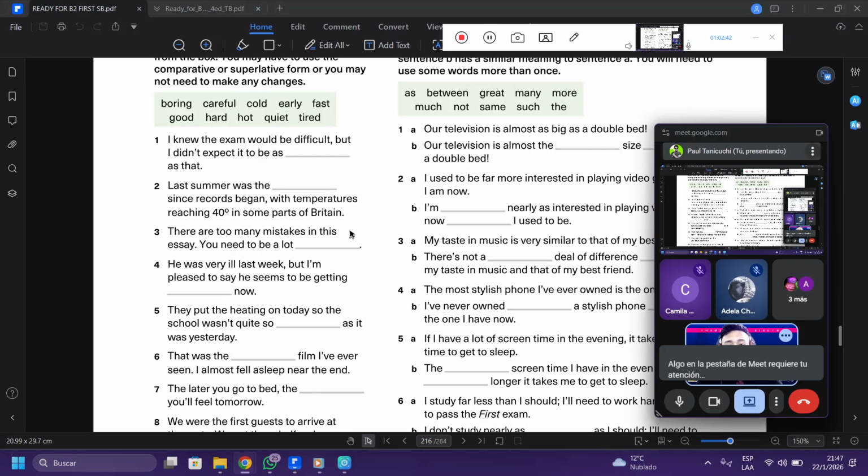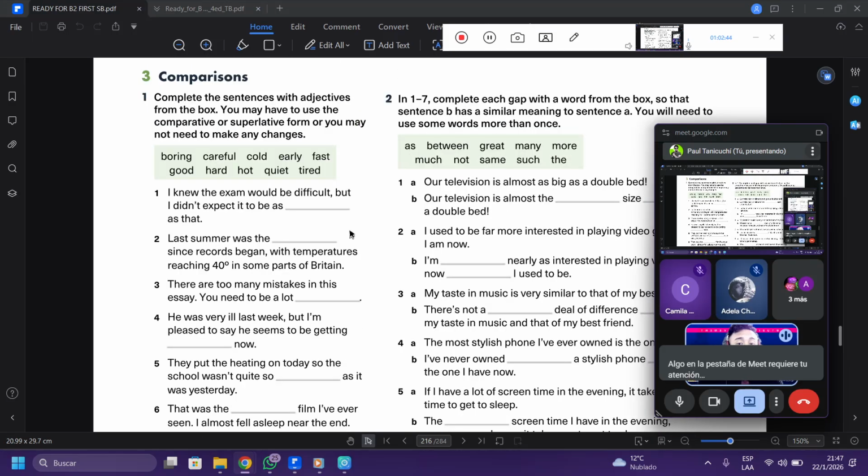Number 2. Last summer was the... Automatically, at the moment that I see the article there, it means that it is a superlative. Since records began, with temperatures reaching... Hottest. The hottest. Yes, the hottest.